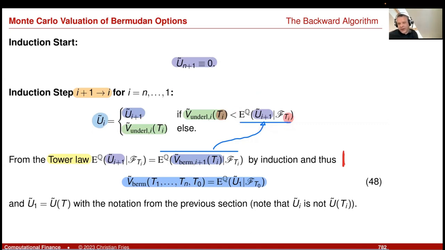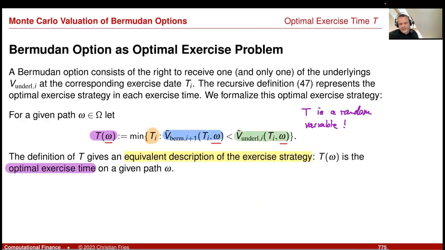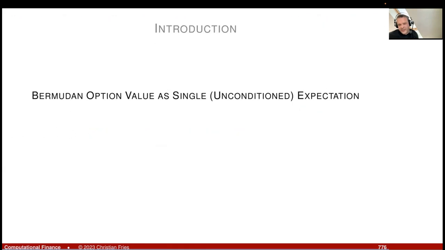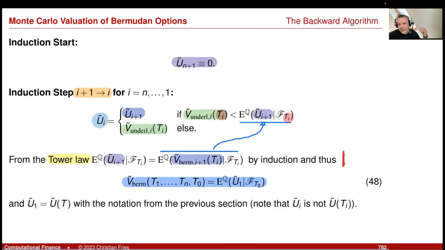So if you go back to that other slide, it is: compare these two and take either the underlying or the value of the Bermudan. So take the conditional expectation if you don't exercise. So if I translate this one to one to this algorithm, there should actually be the conditional expectation here. There should actually be this expression here.